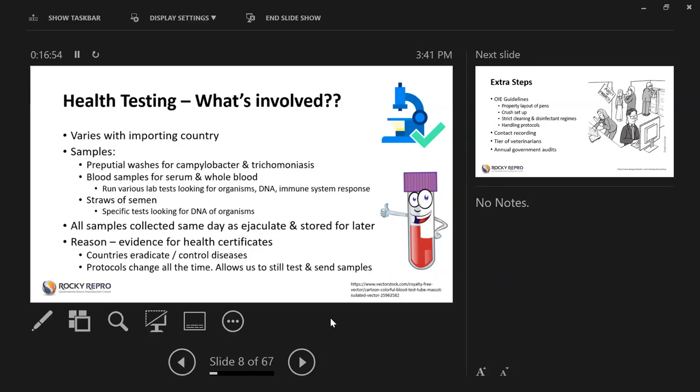All our blood samples that we take are taken on the same day as the ejaculate and we store them for later use. So say we've collected your bull, you didn't get any demand for your straws, but 3 months later you do get a demand. We send those straws, but we're also able to still do health testing for that date and prove that the bull was declared free of those certain diseases.